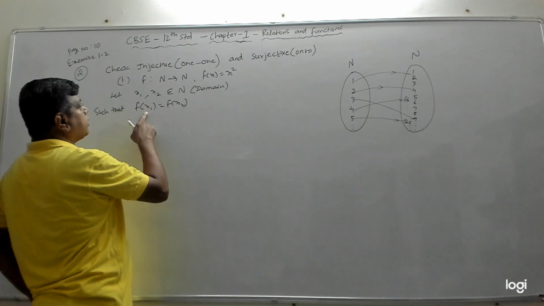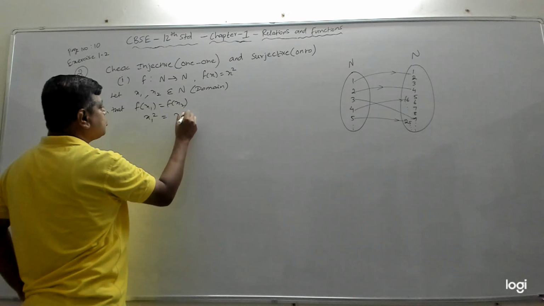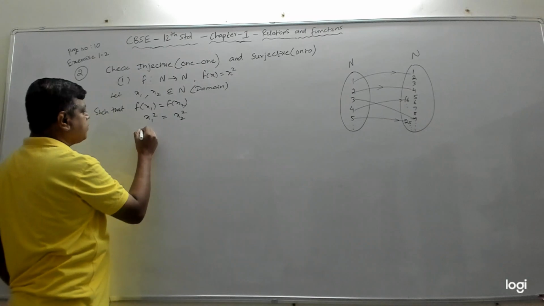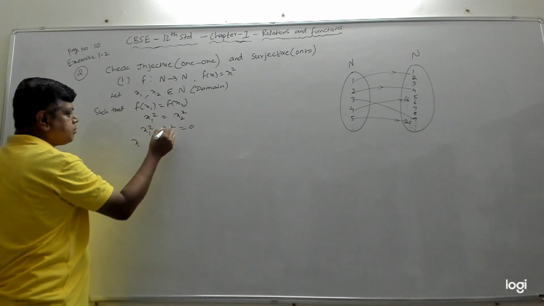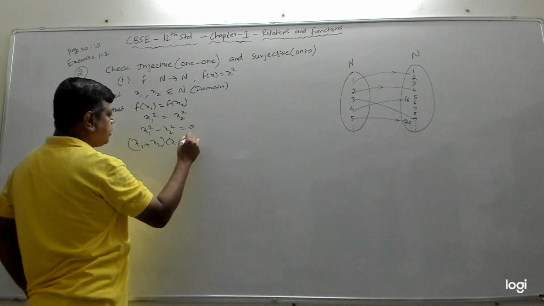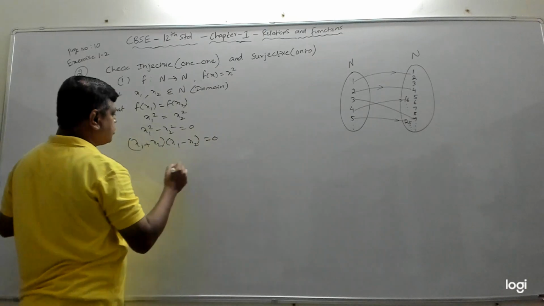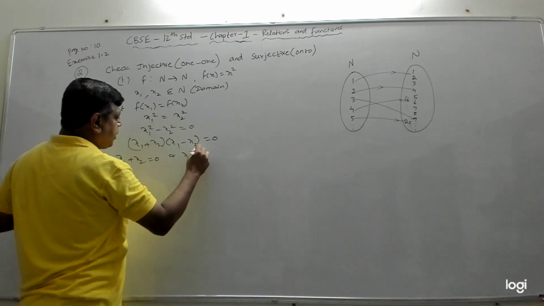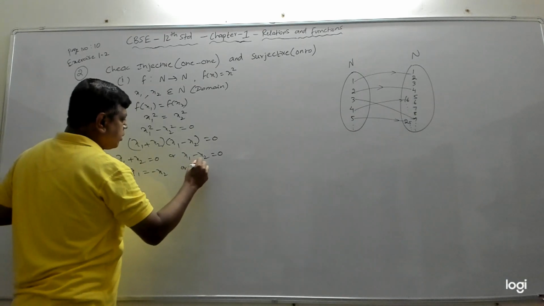Now what is f of x1? f of x is x square. So f of x1 will be x1 square, equal to f of x2, which will be x2 square, using the definition of the function. Which means x1 square is equal to x2 square, which means x1 square minus x2 square equal to 0. Now this can be written as a square minus b square is a plus b into a minus b, which means x1 plus x2 into x1 minus x2 equal to 0, which means x1 plus x2 equal to 0 or x1 minus x2 equal to 0. This shows x1 equal to minus x2 or x1 equal to x2.